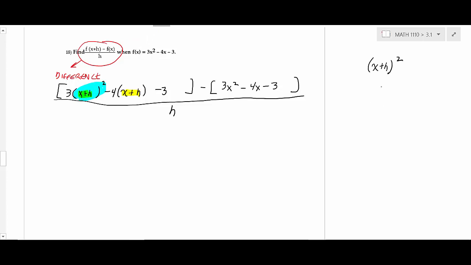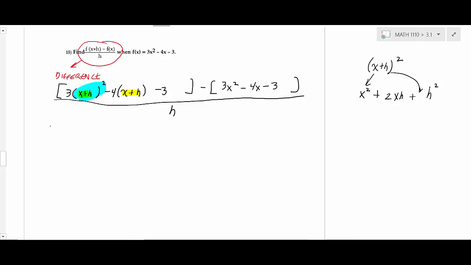Okay, can you do that in your head? Can you tell me what it is? X squared plus 2xh plus h squared. If you don't know that, you can write it out twice and FOIL it. When you do the shortcut, you square the first term, you square the last term, you multiply those two things together, x and h, and then you double it. It's good to know how to do that fast because you'll do that all the time on these problems.